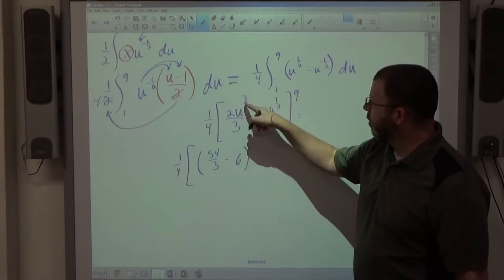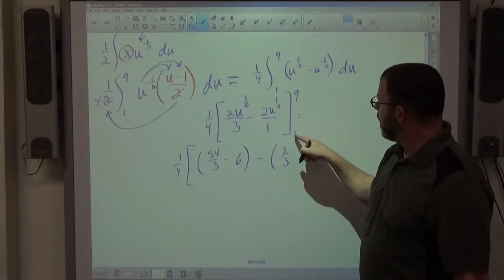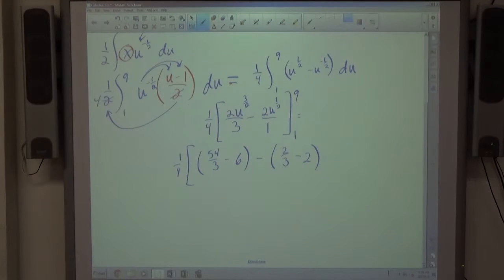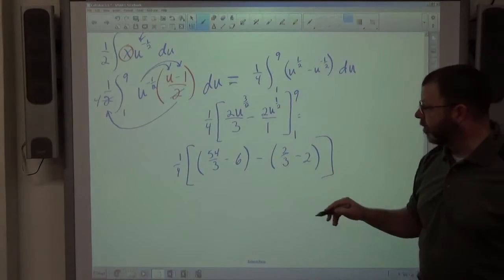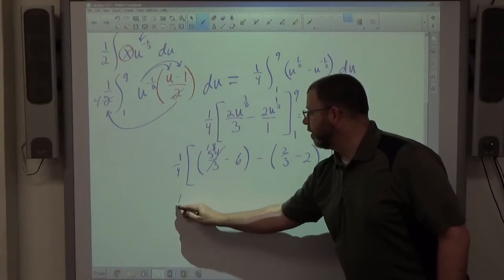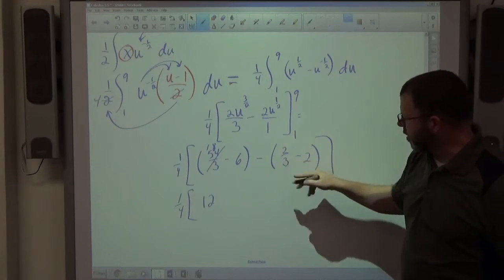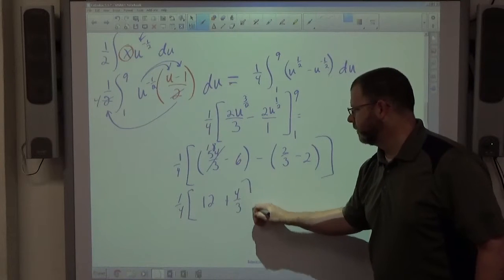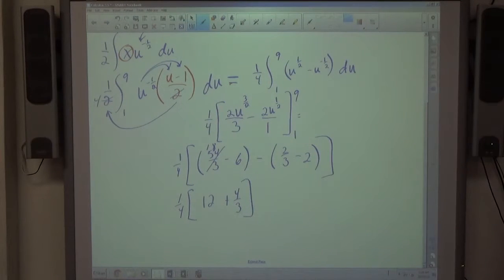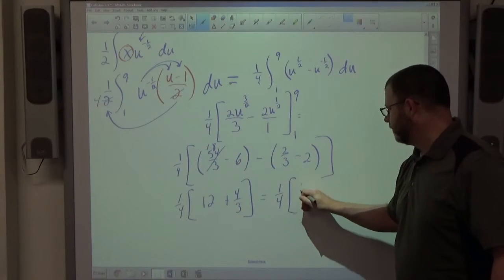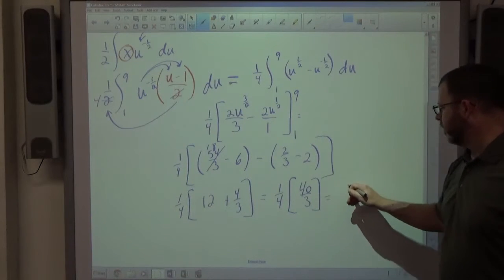If I put 1 in, 1 to the 3 halves is 1, times 2/3 is 2/3. And the square root of 1 is 1, times 2 is 2. 54 minus 6 is 48, minus 2/3 and plus 2 gives 18... so I get 1/4 times 12, and 2/3 minus 2 is negative 4/3, minus makes plus 4/3. 12 plus 4/3 is going to be 40/3. And 1/4 of 40/3 is 10/3.